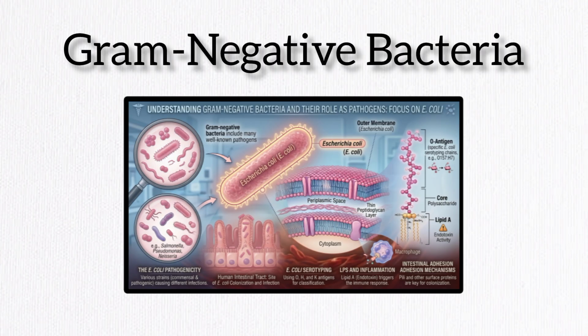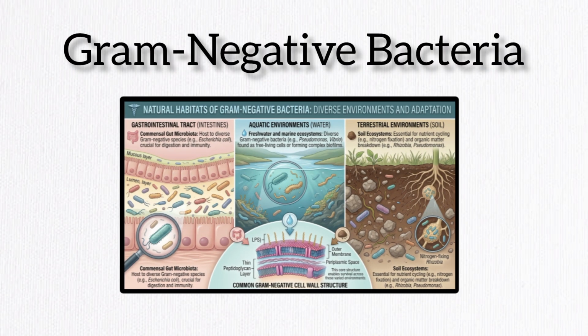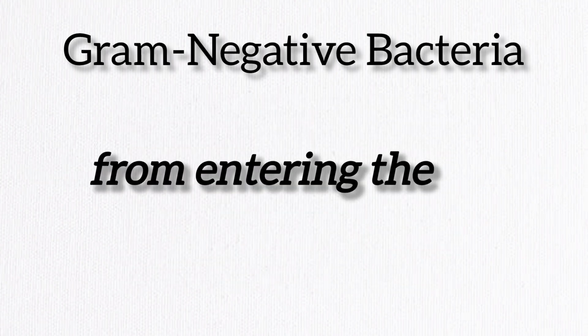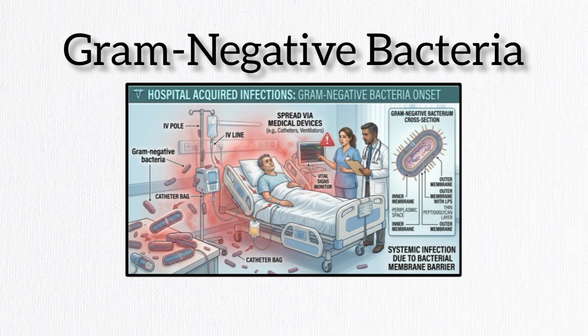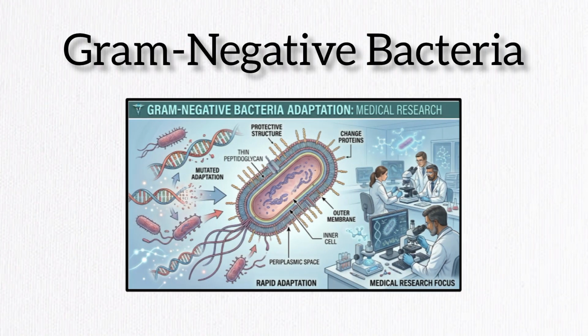Gram-negative bacteria include many well-known pathogens, such as Escherichia coli, Salmonella, and Pseudomonas. They are commonly found in the intestines, water, and soil. What makes them particularly challenging is their resistance to antibiotics, as the outer membrane can block drugs from entering the cell. Infections caused by gram-negative bacteria can become severe, especially in hospital settings. Their structure not only protects them, but also allows them to adapt rapidly, making them a key focus in medicine.